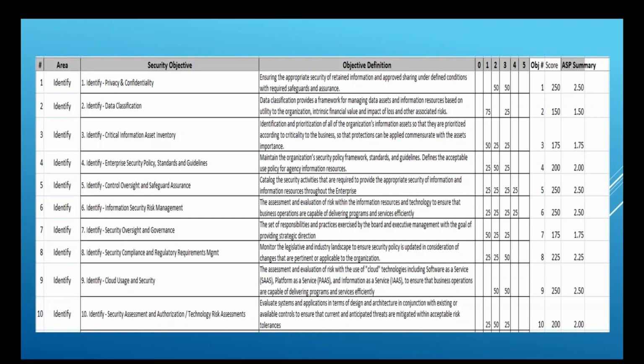Item number 3, critical information asset inventory. You say, hey, I've got an inventory of my servers and my PCs. I've got that, and that's a great start. But also, we want to take an inventory of our applications and our software, because those also have value. Also, we want to take an inventory of where we have defined our sensitive information.